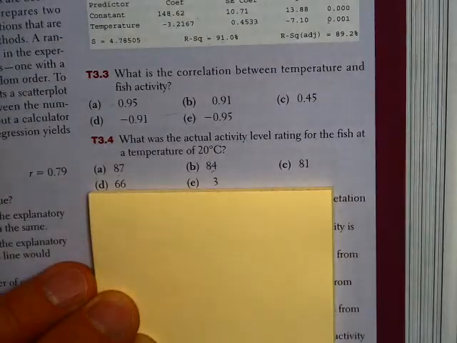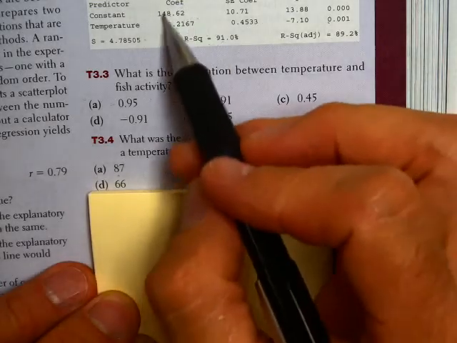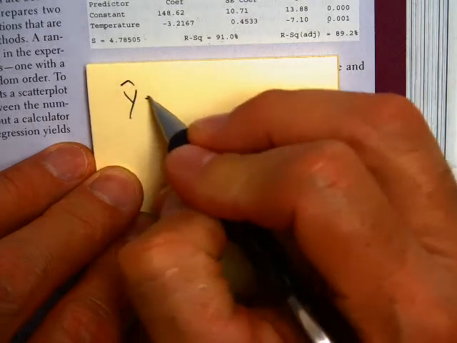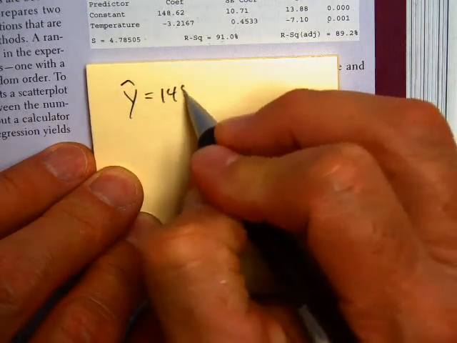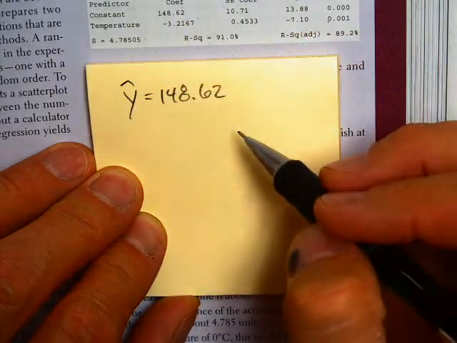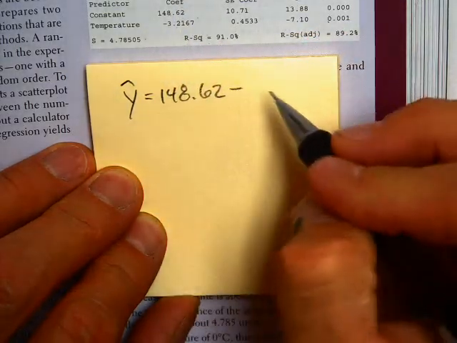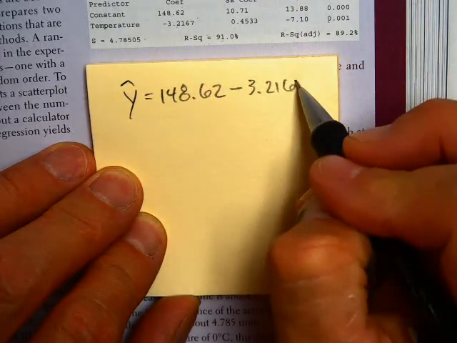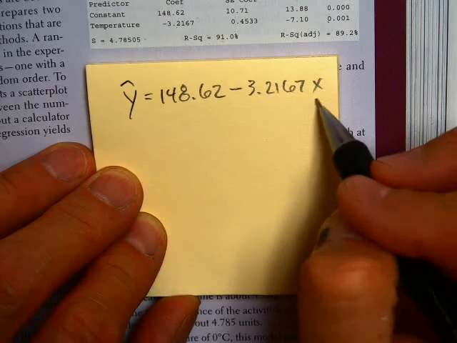Okay, so how do I get this for 20 degrees? Well, what I need to do is take my Minitab information and write my equation. So y hat equals 148.62. That's the constant coefficient, which is the y-intercept. In this case, minus 3.2167x, where x is the temperature.